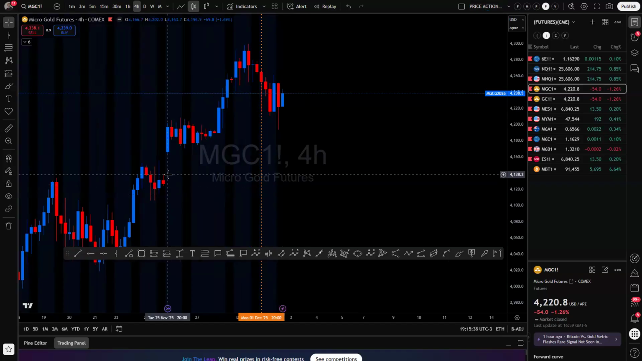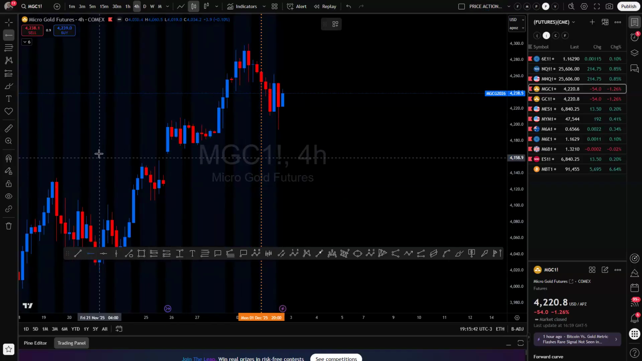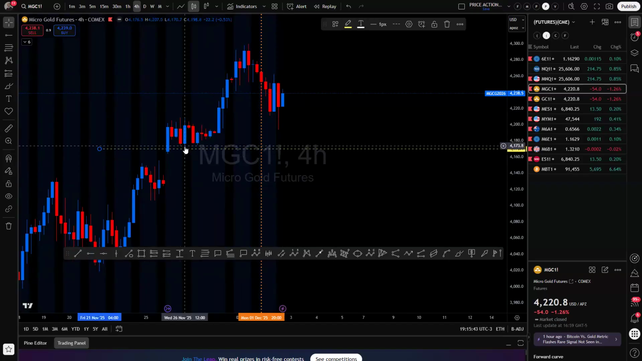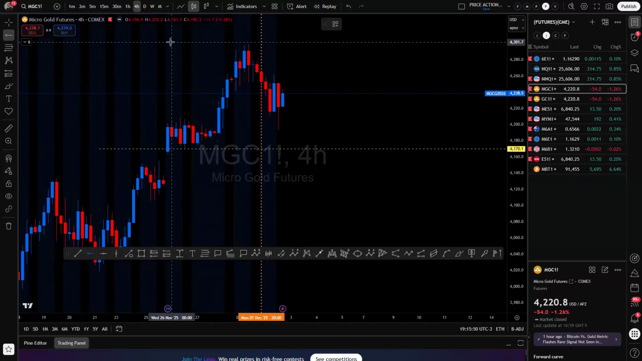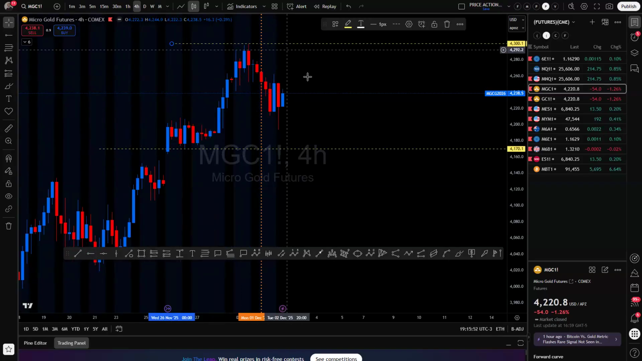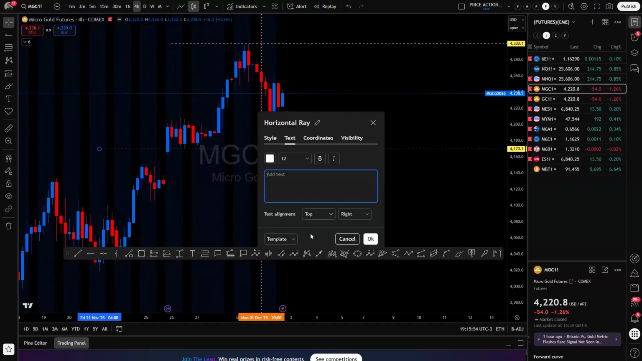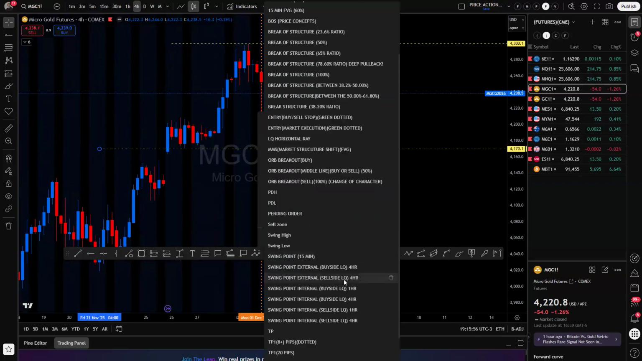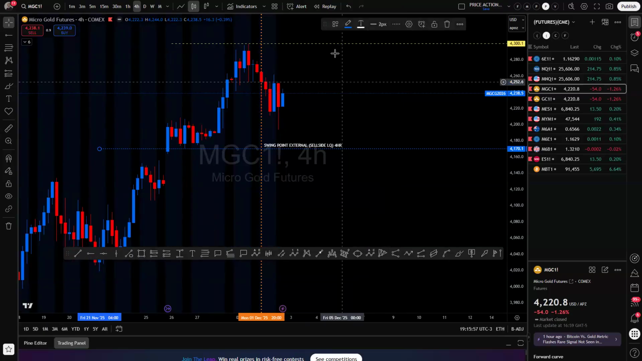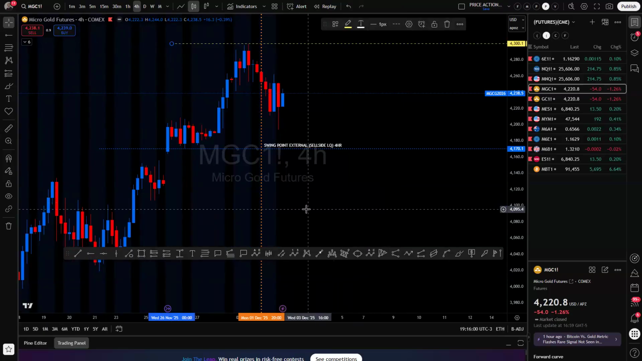So let's mark up our buy side and sell side liquidity. We had some sell side liquidity here because we had a wick wipe out this previous low. And then we had a wick wipe out this high here. So this is our buy side and sell side liquidity. This is the sell side that we're marking up currently, and then this is the buy side.